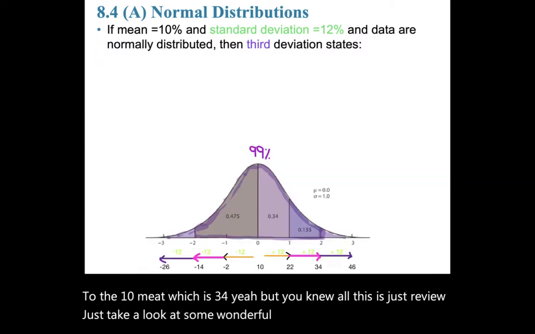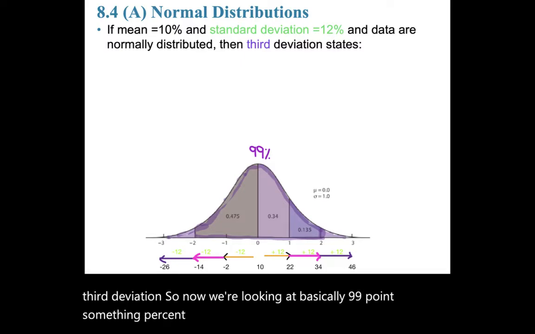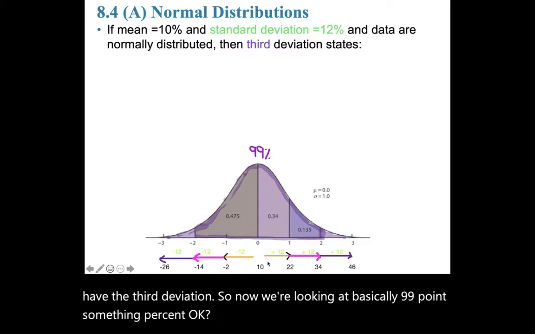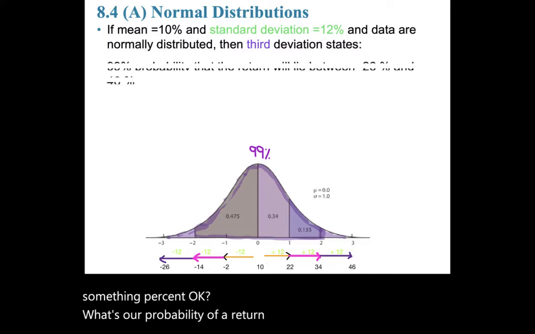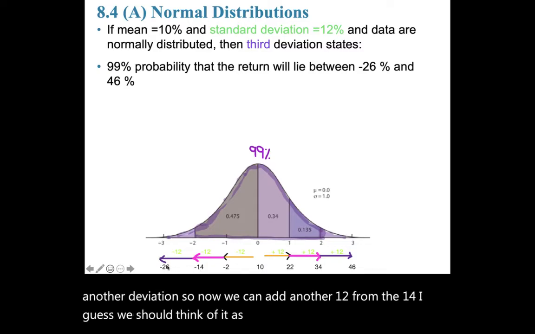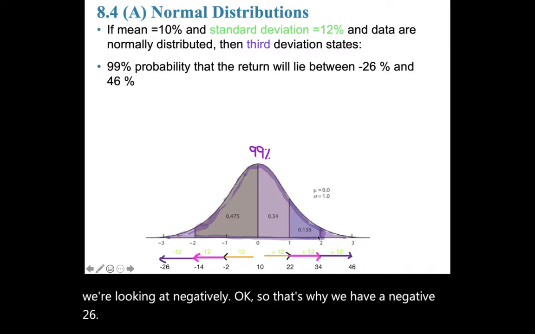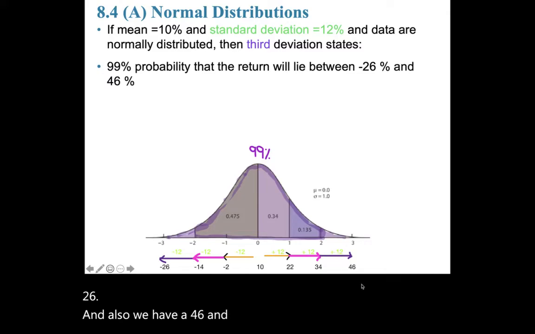And finally, we have the third deviation. Okay, so now we're looking at basically 99 point something percent. What's our probability of a return? Okay, well, again, we're just adding another deviation. So now we can add another 12 from the 14. I guess we should think of it as subtracting 12 from the 14 when we're looking at negatively. Okay, so that's why we have a negative 26. And also we have a 46% when we add another 12 positively.